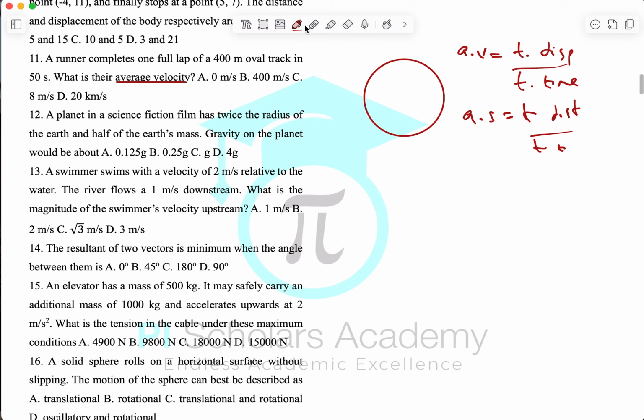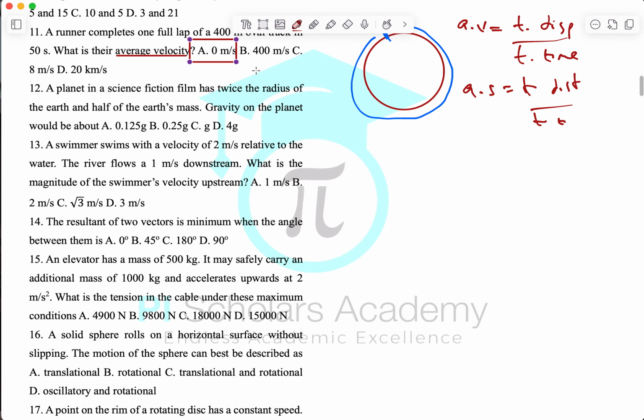In this situation, if the runner is completing one full lap, that implies that if he starts from this point, he goes around the oval track and makes it back to this place. So the starting point and the end point are the same thing, and the length of that will be 0. So in this case, the average velocity is going to be 0 meters per second, because this is velocity and not speed.